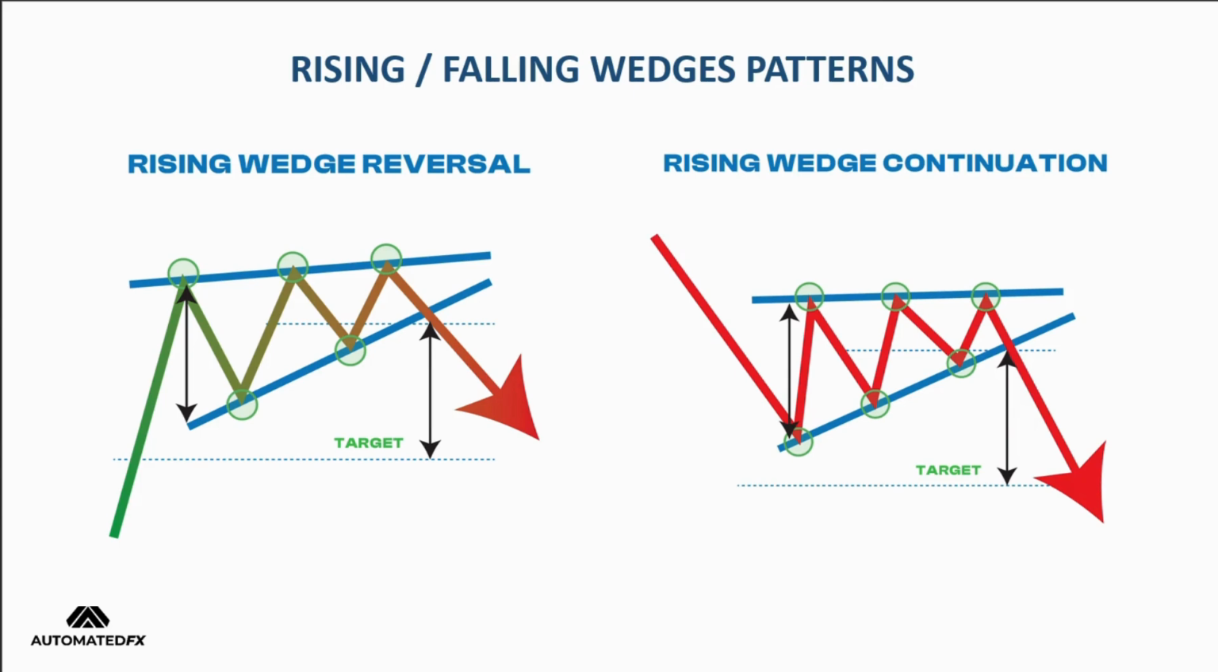And the next one is the rising wedge. A rising wedge forms when price moves upward within converging trend lines. Despite rising price, momentum is weakening, and this pattern is often considered bearish and may signal a potential downside reversal, especially if it appears after an uptrend.